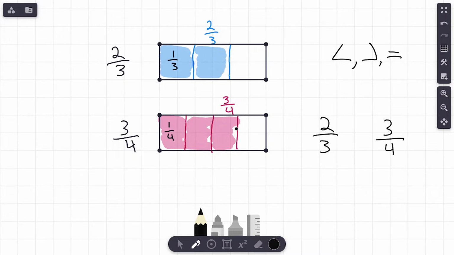Well, I can look at this fraction model and see here is where my 3/4 is. More is colored in on the 3/4. My fraction model has more for 3/4 than my fraction model for 2/3. So that means that 3/4 is going to be the bigger fraction. Okay? Now, which symbol am I putting in here? Am I saying 2/3 is less than 3/4? Is 2/3 greater than 3/4? Or is 2/3 equal to 3/4?